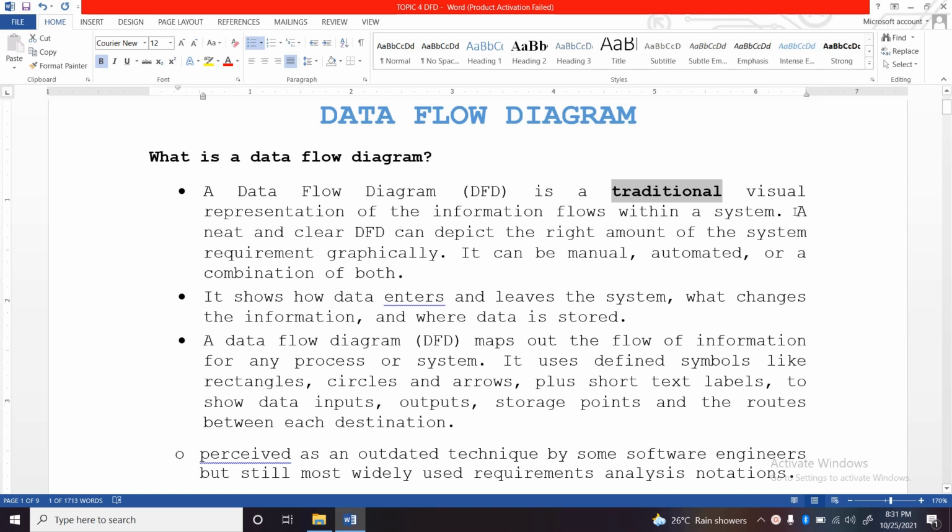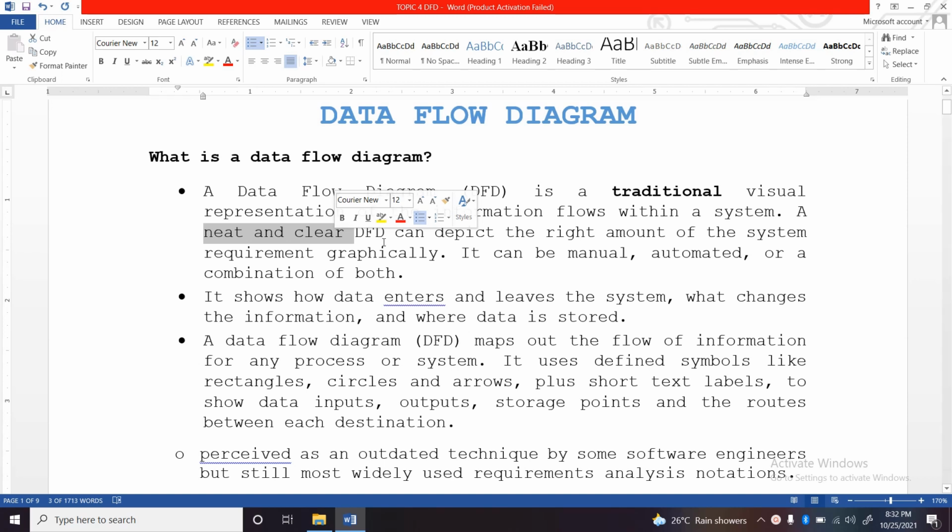Okay, so may we proceed? It says here that a neat and clear DFD can depict the right amount of the system requirement graphically. Because we are going to make use of symbols, notations, and other text labels on our diagram, we need to keep it as neat and clear as possible. Thus, we will learn about the different levels of the data flow diagram so that we can understand this better.